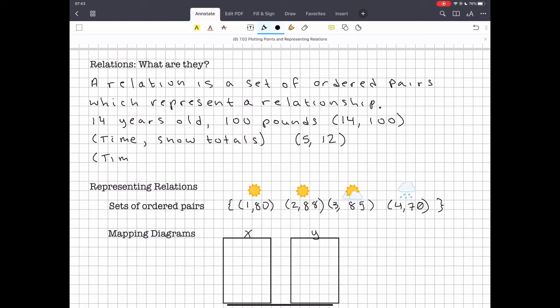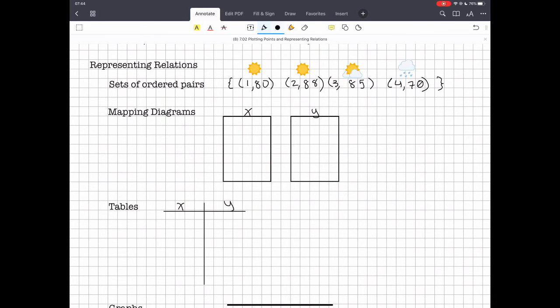There's a relationship between the amount of time you work and the amount of money that is earned. So you may work 8 hours and earn $130. So those are examples of relationships. It's just showing how two things are related to each other.